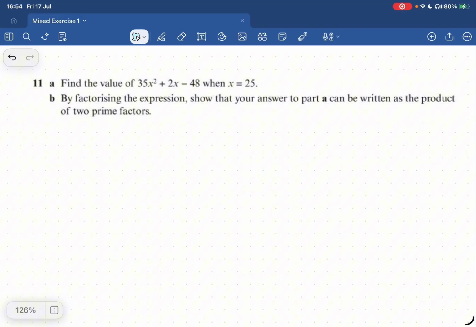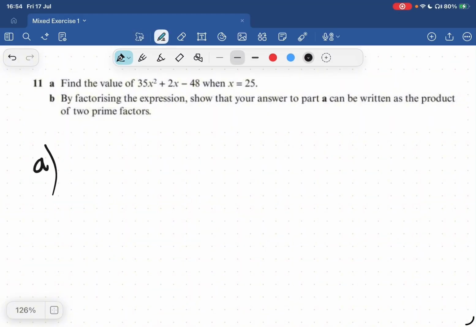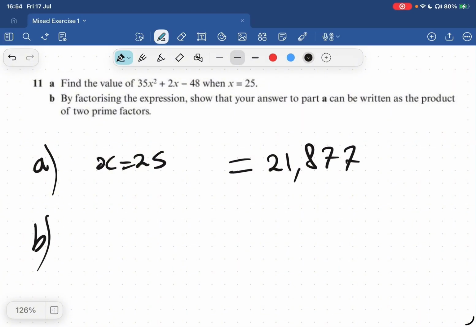Here's question 11, and it starts off with just subbing into your calculator. When you sub in x equals 25 and plug all that into your calculator, the value that you get would be 21,877. Part A is not interesting, that's why I skipped it there. Part B though: by factorizing this expression, show that your answer to A can be written as the product of prime factors. That can be quite intimidating. We're talking about primes, we're factorizing what? Let's just worry about factorizing this expression first, and then we can come back to seeing how it shows it's a product of prime factors.